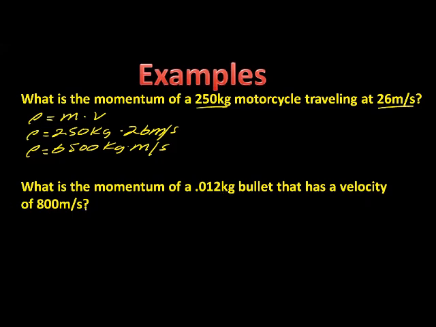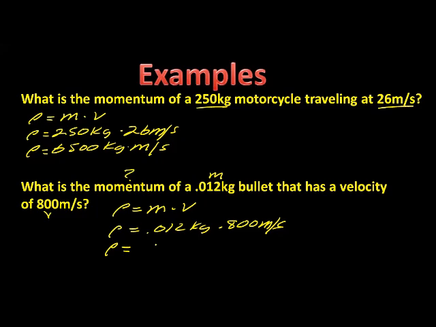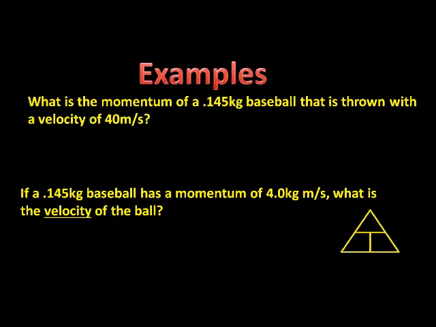Our next question says, what is the momentum of a 0.012 kilogram bullet that has a velocity of 800 meters per second? In this case, we're looking for the momentum. We have the mass of the bullet, and it also has a velocity of 800 meters per second. So our equation here is momentum equals mass times velocity. Momentum then is equal to mass, which is 0.012 kilograms, times the velocity, which is 800 meters per second. So the momentum works out to 9.6, and the unit again is kilogram meters per second.